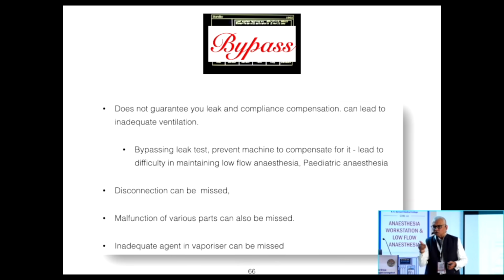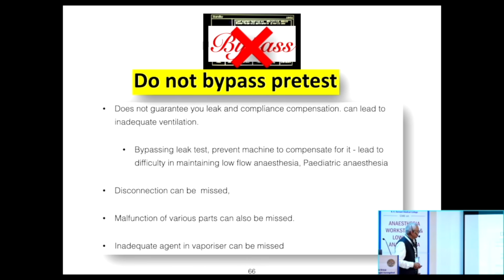If it is less than 200 ml, it can compensate. But if it is 400 or 500 ml, it will ask you. And if that is the leak, then your low flow should be this leak plus your oxygen consumption. So do not bypass the pre-test.